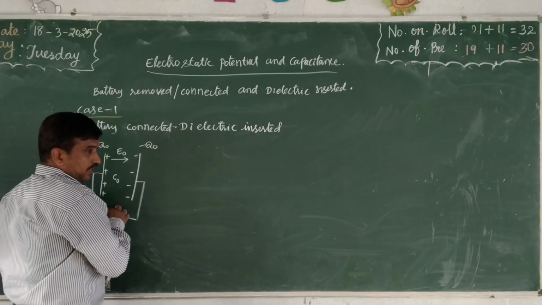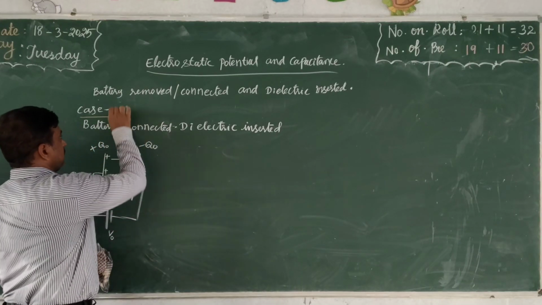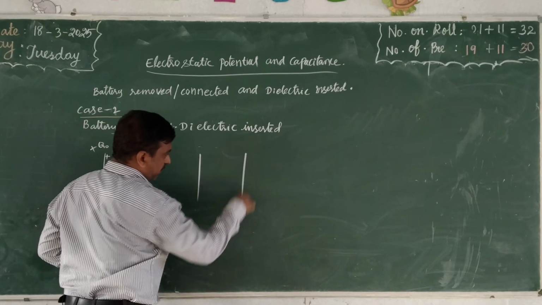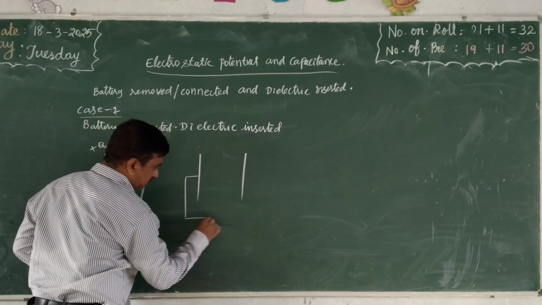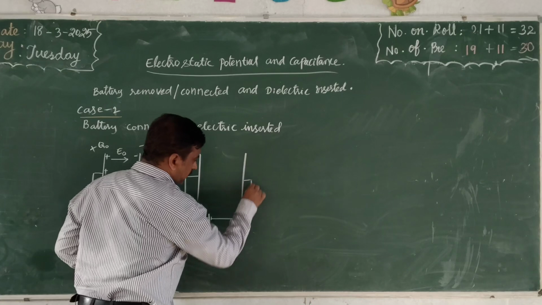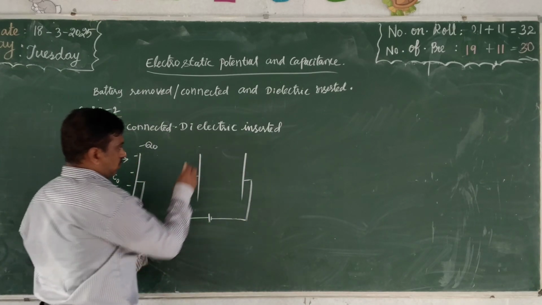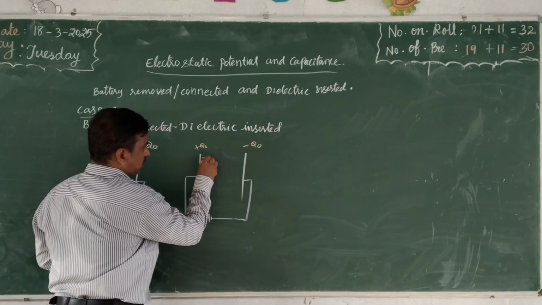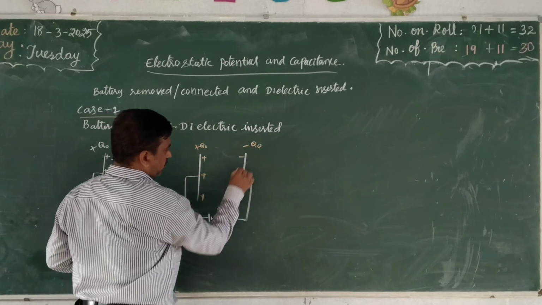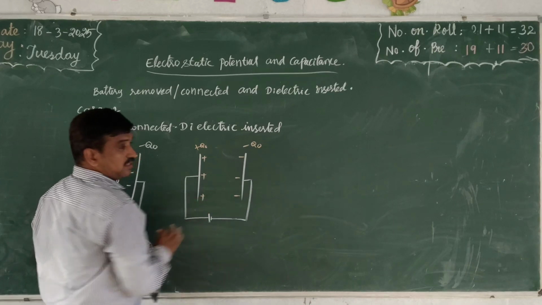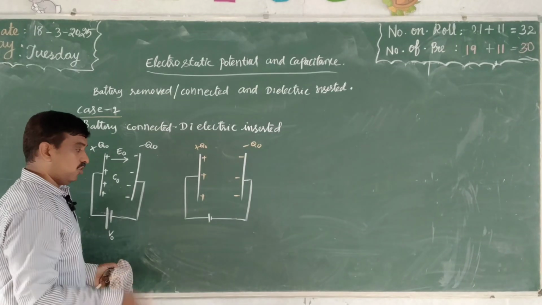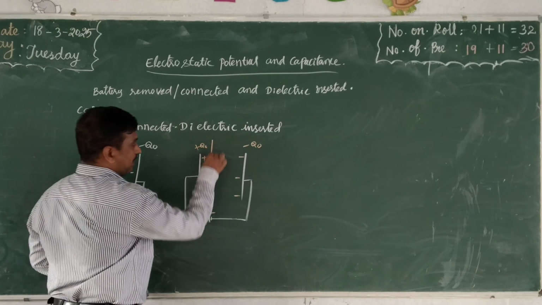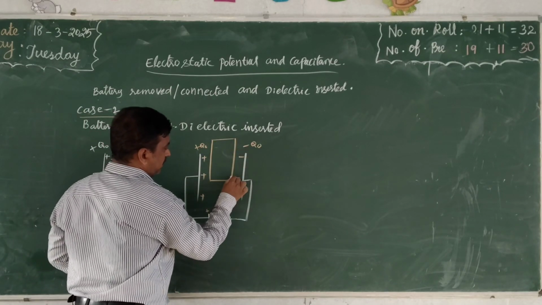Second case: battery connected and dielectric inserted. The battery connection is there. In this case, charge is developed. Plus Q naught here, and minus Q naught here. Capacitance C naught is there, potential V naught is there. In this case, the dielectric is inserted between the plates.